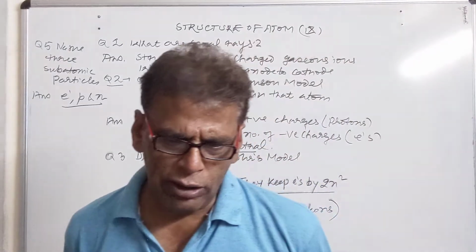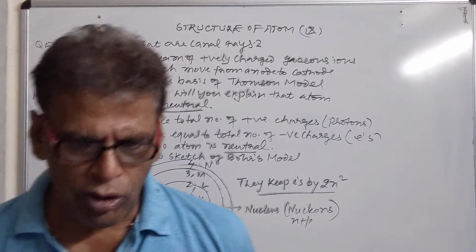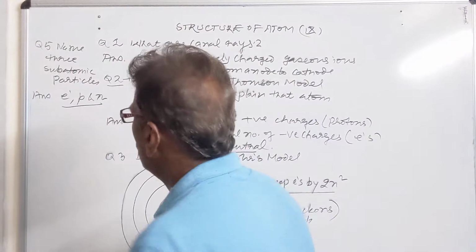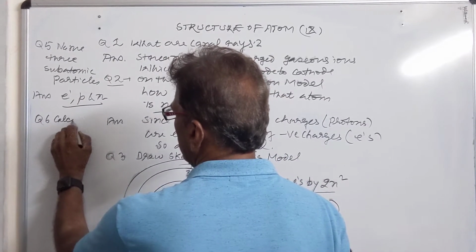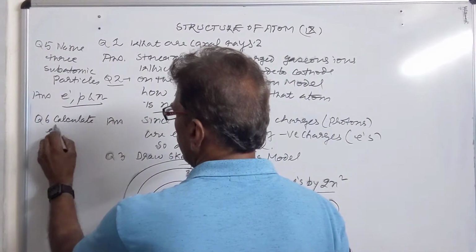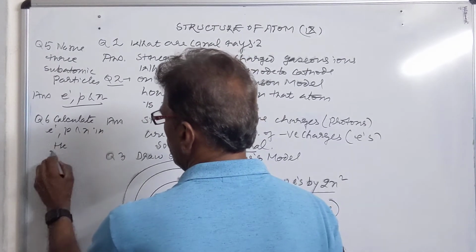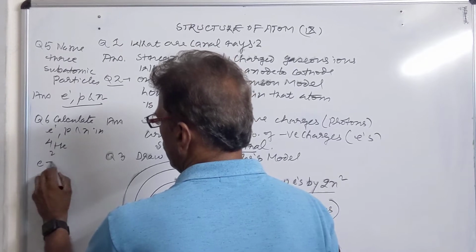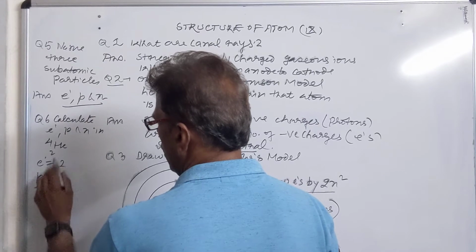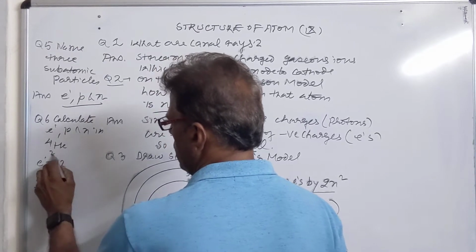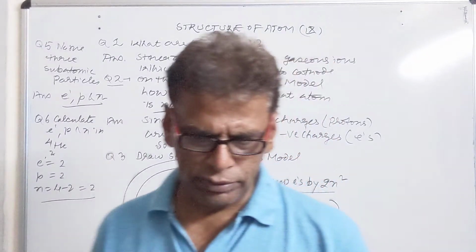Helium atom has atomic mass of 4 u. It has 2 protons in its nucleus. How many neutrons will it have? So, if we calculate the electrons, protons, and neutrons in helium nuclei, electrons are 2, protons are 2, neutrons are 4 minus 2, mass number minus atomic number, it is 2. So all are 2 in number.